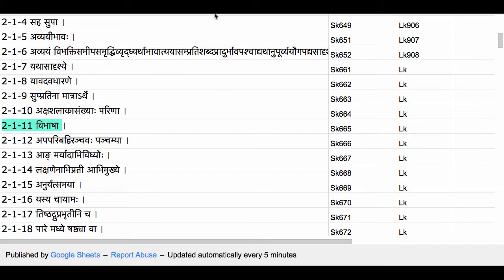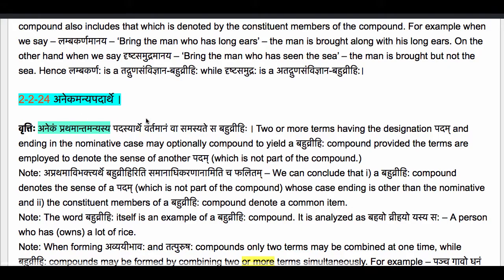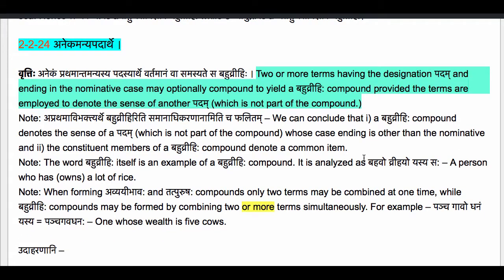Okay, so the meaning of this sutram is: two or more terms having the designation padam and ending in the nominative case may optionally compound to yield a bahuvrihi compound, provided the terms are employed to denote the sense of another padam which is not part of the compound. The compounding is optional, which means that we may also construct a sentence, a vakyam, using the same words as are in the compound to convey the same meaning.